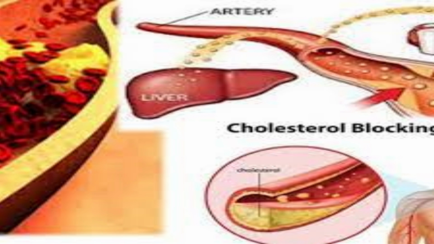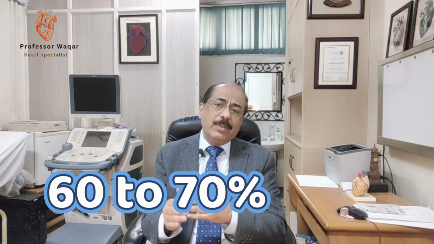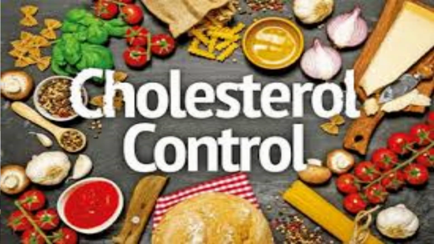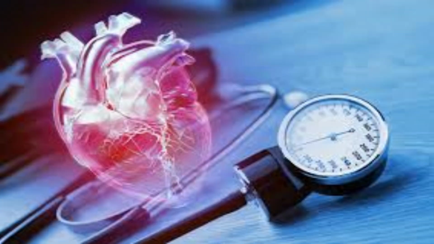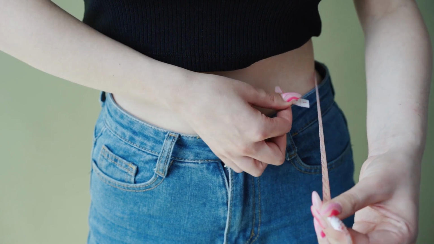What happens when your cholesterol levels are high? Slowly, gradually, the high blood cholesterol gets deposited into the liver. So 60 to 70% of patients with high cholesterol and high lipid levels develop fatty livers. So this is very important: control the cholesterol, control your blood pressure, control your weight.